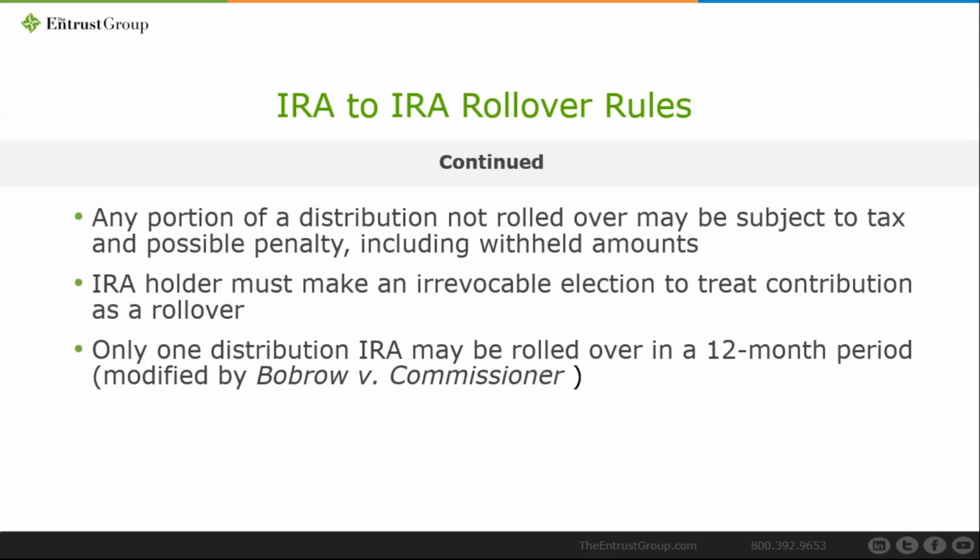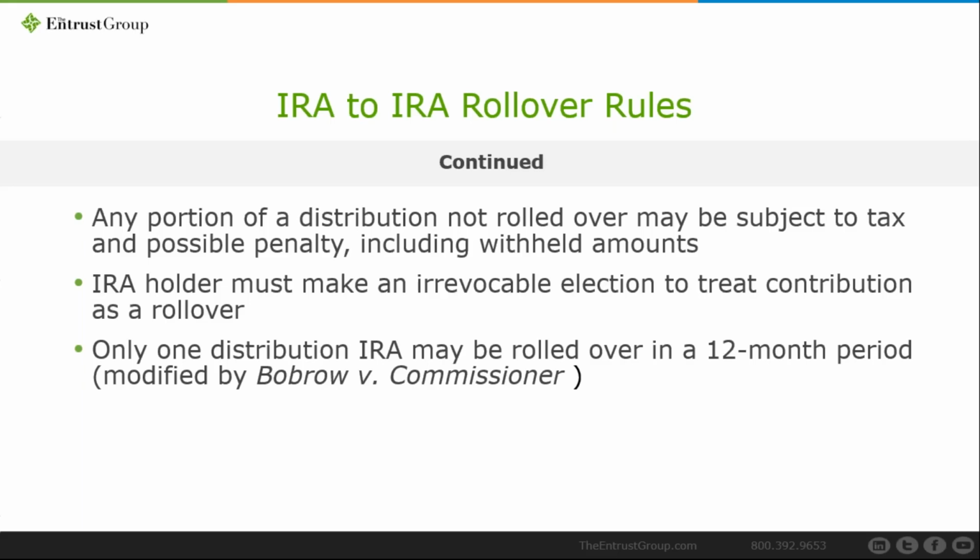And last but not least, IRA to IRA rollovers are limited to one in a 12-month period. In other words, if somebody makes a distribution today and rolls it back in within 60 days, they cannot take another distribution and roll it back in until the same date on which they took that initial distribution. So if a person took a distribution on February 1st of 2021 and rolled it back in within 60 days, the next time they can take another distribution is February 1st of 2022.